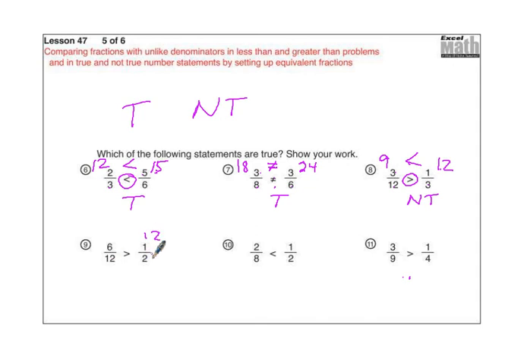12 times 1 is 12. 2 times 6 is 12. 12 is equal to 12. Is that the correct symbol? Not true. 8 times 1 is 8. 2 times 2 is 4. 8 is bigger than 4. I see the same symbol.